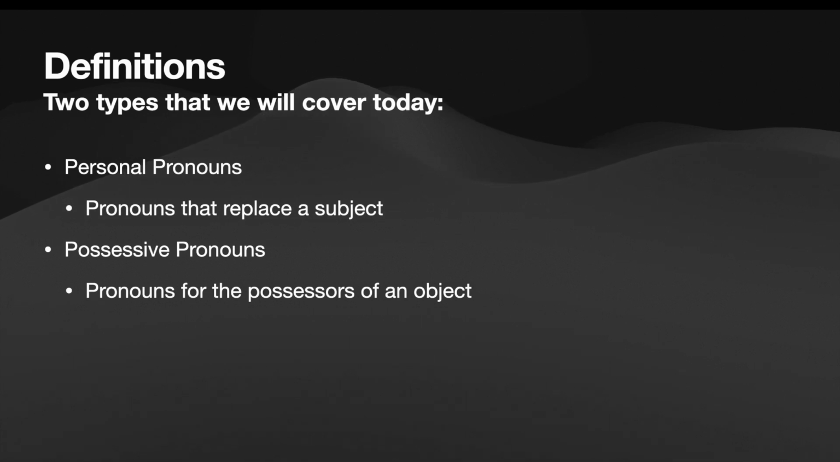We've got two different pronouns that we're going to be covering today, two different groups, right? We have the personal pronouns, which are pronouns that replace a subject. So it's going to be like I, you, he, she, stuff like that. And then the second type is possessive pronouns, and that's going to be my, your, his, her, stuff like that.